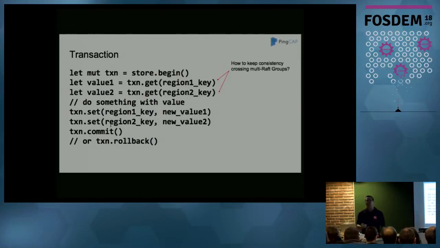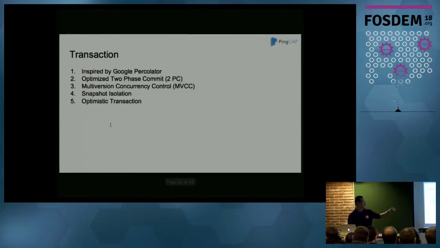That's easy. We can use the traditional two-phase commit, 2PC. But as you can see, 2PC has some problems. So here we use an optimized two-phase commit inspired by Google Percolator. It has multi-version concurrency control, provides snapshot isolation and supports optimistic transactions. I won't talk more about distributed transactions here because it's not related to this topic, so I will skip it. If you pay attention to it, you can search for the Percolator paper and learn more.